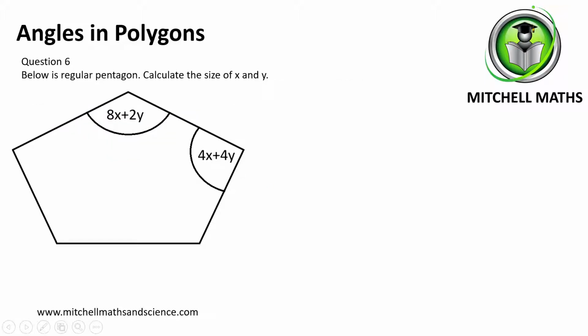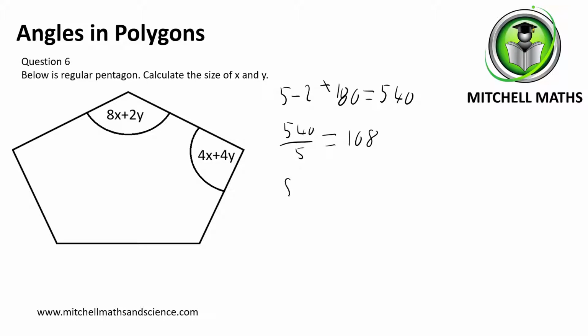Right, okay, so in this question we've got a regular pentagon, and it wants us to calculate the size of x and y. First, I need to find out what those two angles are going to be equal to. It's a pentagon, so it's 5 sides. We can take away 2 times 180, and that's going to equal 540. We then divide 540 by 5 to find the size of each interior angle, which is 108 degrees.